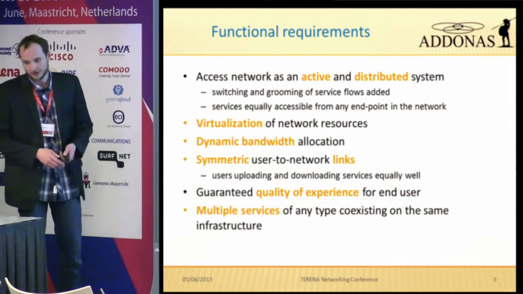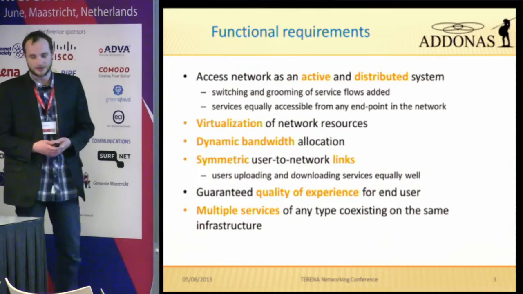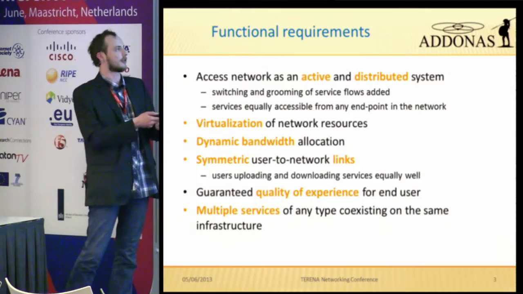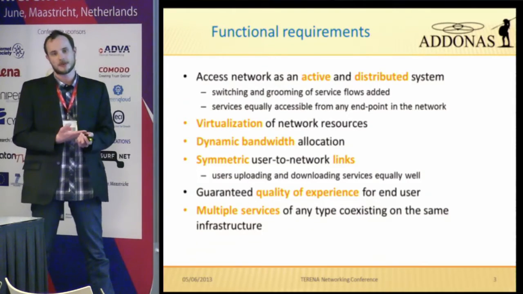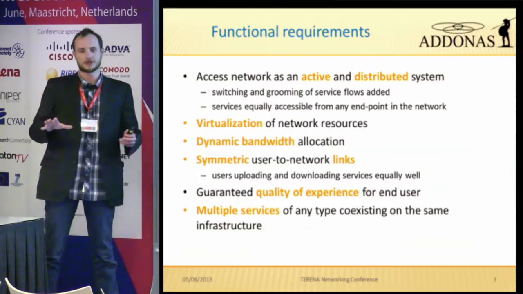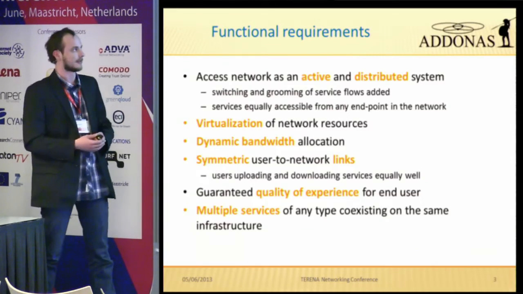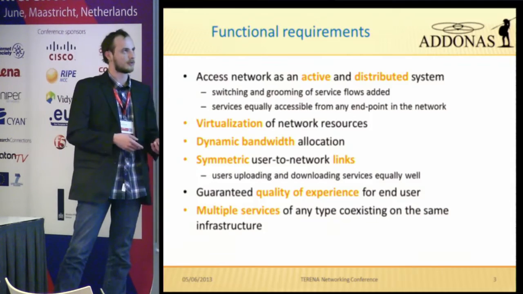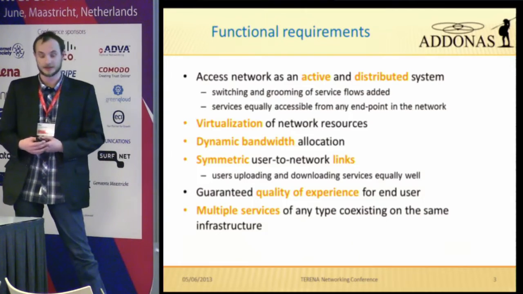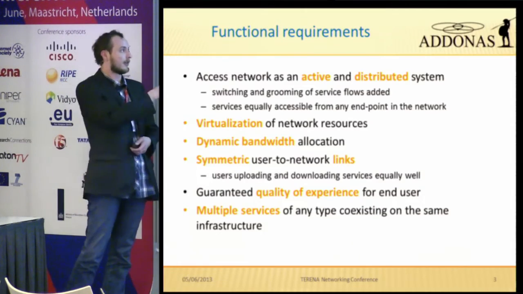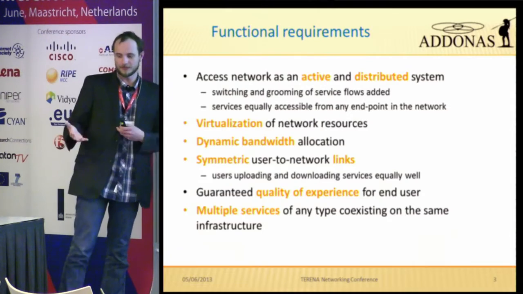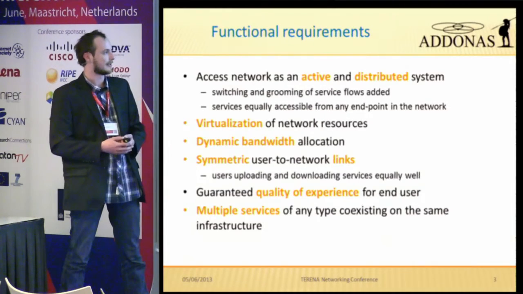Taking the above into consideration, we came to the functional requirements which our system should fulfill. First of all, virtualization of the network resources to allow multiple virtual infrastructure operators to share one infrastructure in order to provide many services. Then dynamic bandwidth allocation to provide to the users more guaranteed services with guaranteed quality. For that, also symmetric user-to-network links, which will allow us to simultaneously download and upload huge data.